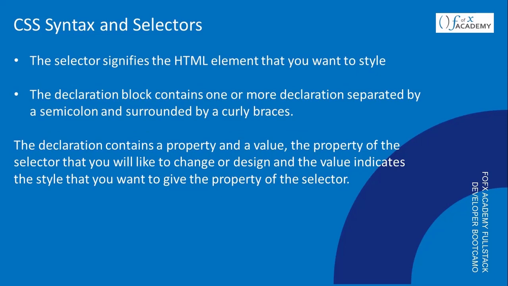The declaration block contains one or more declarations separated by a semicolon and surrounded by curly braces. The declaration contains a property and a value. The property is what you would like to change or design on the selector, and the value indicates the style that you want to give the property of the selector. To really explain this concept, let us go over to our VS Code for some demonstration.